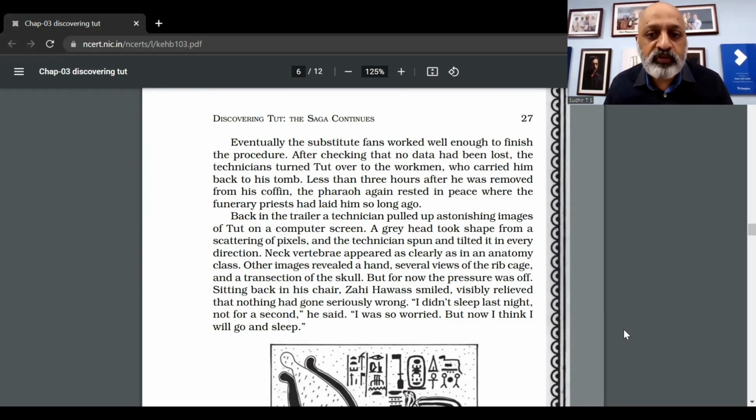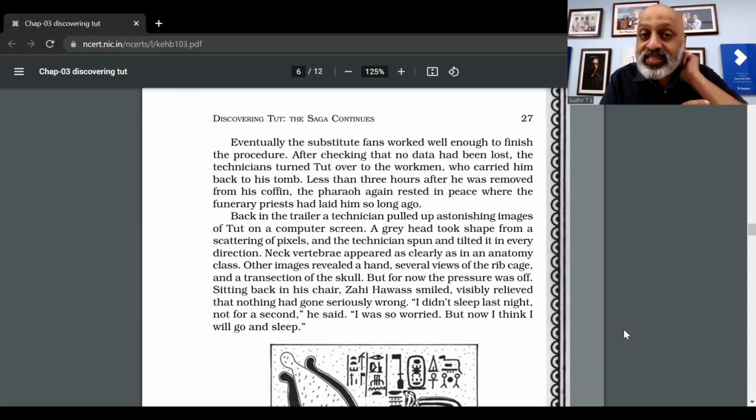Less than 3 hours after he was removed from his coffin, the pharaoh again rested in peace where the funerary priest had laid him so long ago. Now he was back in his tomb. Back in the trailer, a technician pulled up an astonishing image of Tut on a computer screen. We also have to see the images from the CT scan. A grey head took shape from a scattering of pixels, the way pixelated images form. And the technician spun and tilted it in every direction.